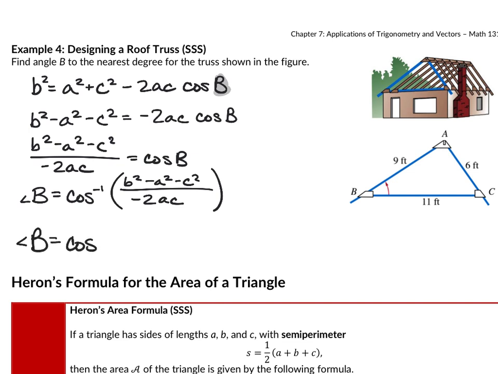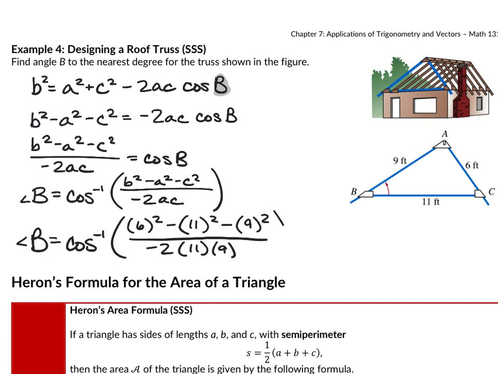So angle B would be the inverse cosine of B squared. And if I look at B squared, what number do I use? 6, because across from B is 6. Minus what squared? 11 squared minus what? 9 squared. All over negative 2 times 11 times 9. Calculate.